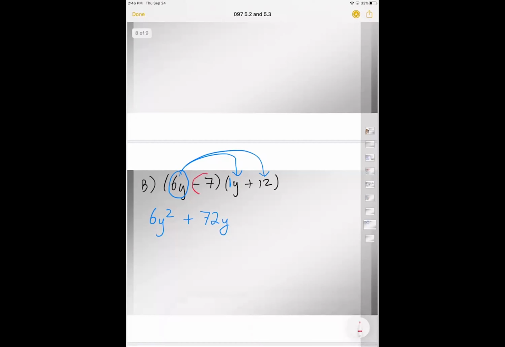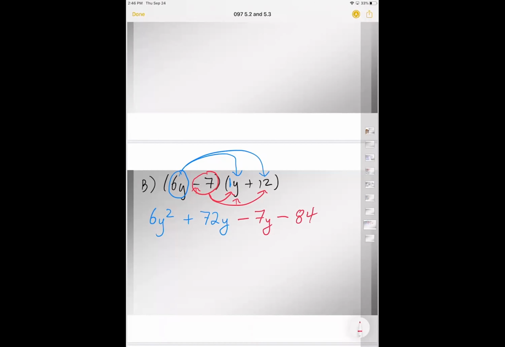And now my red ink, I need to take this 7 and distribute it to those two, which is negative. Reminder, we have to use the negative because the sign in front of the number is part of the number itself. Negative 7 times 1 will give me negative 7, bring down my y because my y is right here. And negative 7 times a positive 12 gives me a negative 84.